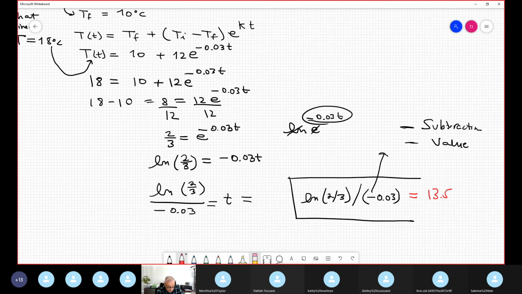And the Alex specification, to get the correct answer, they want you to round only one decimal place. So 13.5 minutes. Okay.